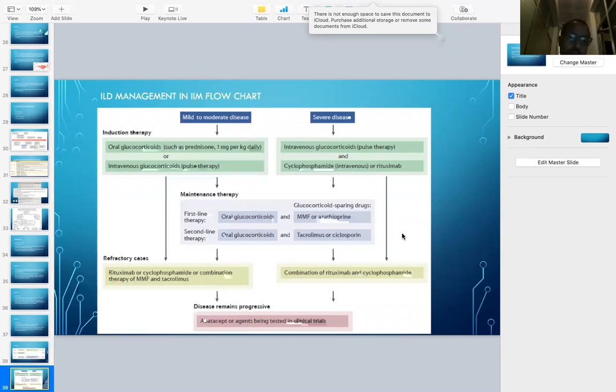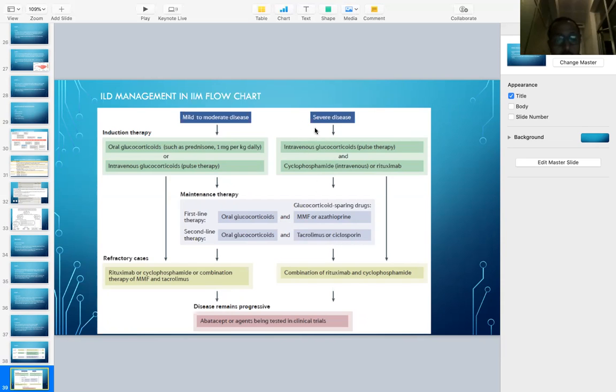So this is a flow chart for ILD management. For patients who have ILD with mild to moderate disease, depending on the lung function, oral glucocorticoid at a dose of 1 milligram per kg per day, or intravenous glucocorticoid pulse therapy has to be considered. Especially in moderate and upper disease, you have to consider pulse therapy, and subsequent maintenance therapy can be MMF or azathioprine. On failure, as second line, you can use tacrolimus or cyclosporine.